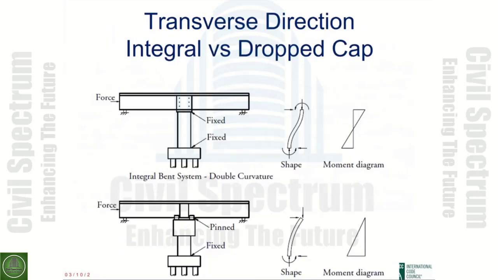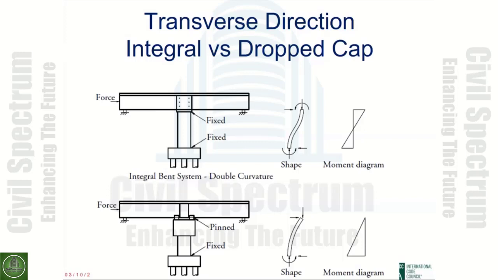In the cartoon at the top, you will see here an integral cap. At the top of the column to the cap, you will see a rigid connection. And at the bottom, you will see a fixity. So for the bending moment, as you will see here, you will have a double curvature. And that will be very important, as I told you before, for the shear, because it will give you 2 MP divided by the column height.